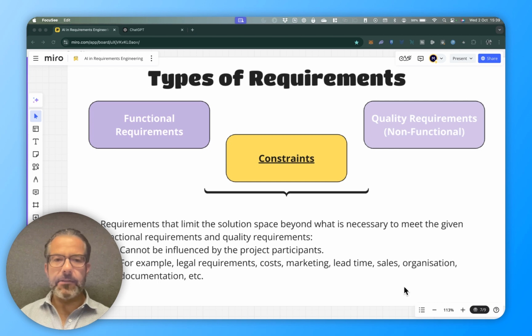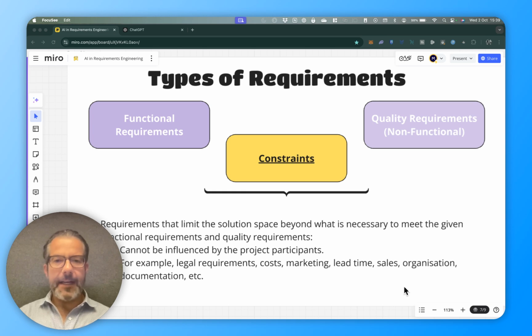Quality requirements are also called non-functional requirements, but I personally prefer quality requirements as a term over non-functional because it's not as close to functional as non-functional is, if you get what I mean. Right, and the third category, which is very important, are constraints.